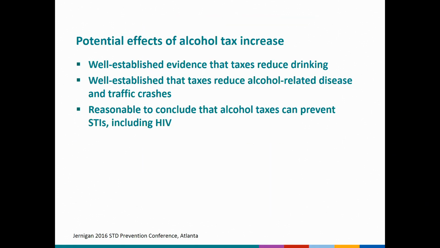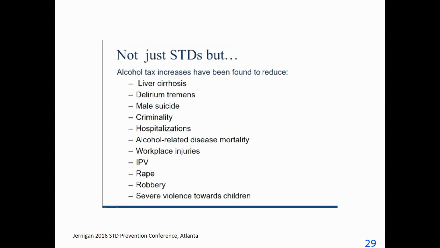So the person arguing yes, these things can have an effect, said that there's well-established evidence that taxes reduce alcohol consumption, and it's well established that taxes reduce alcohol-related diseases and traffic accidents, so it's reasonable to conclude that alcohol taxes can prevent STIs. And he gave an interesting list of all of these health outcomes that have been shown to be reduced as a result of alcohol tax increases, including things directly related to consumption like liver cirrhosis and other things that are less directly related, such as robbery rates.